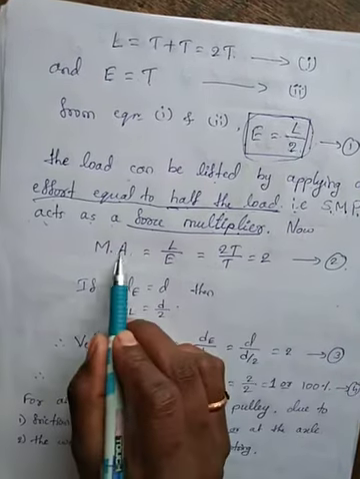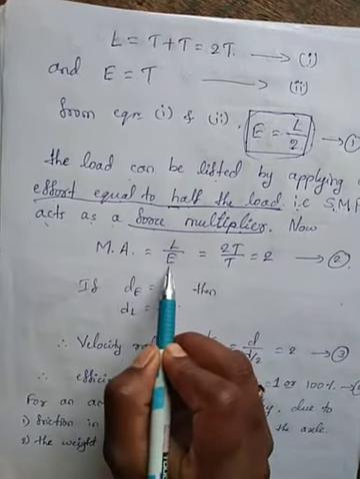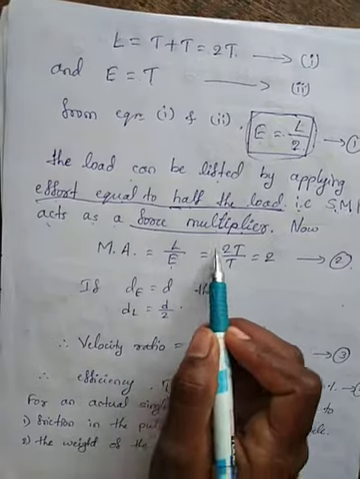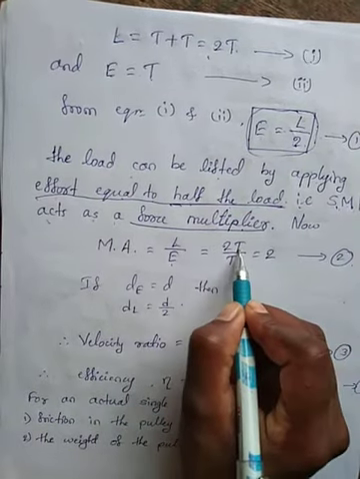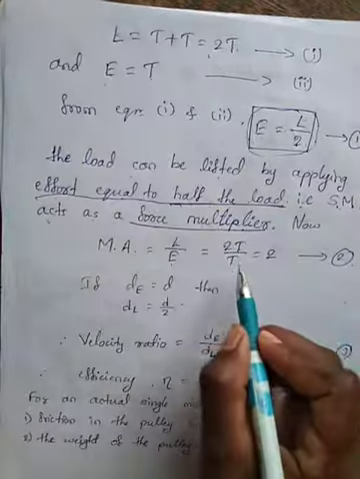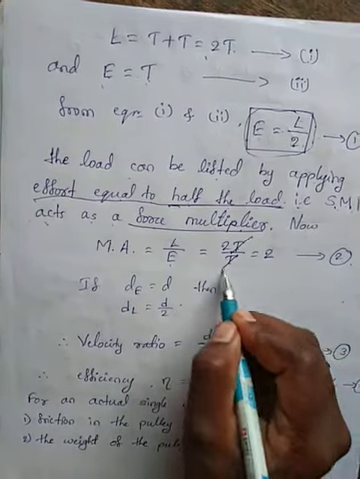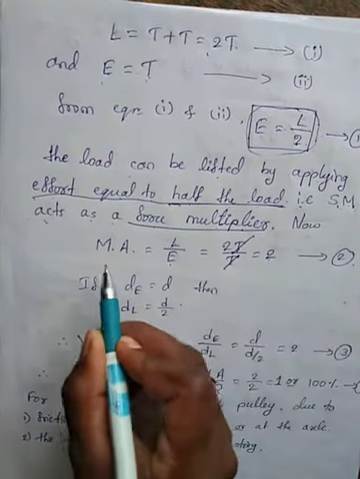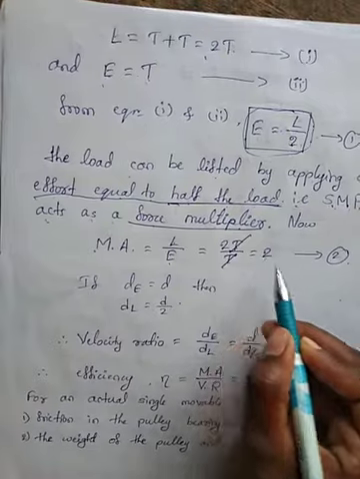Now mechanical advantage, we know the formula, load by effort. See, load is how much? 2 times of T. Effort is T. T will get cancelled, we get 2. So mechanical advantage is 2.